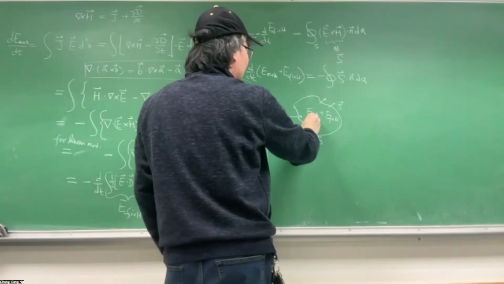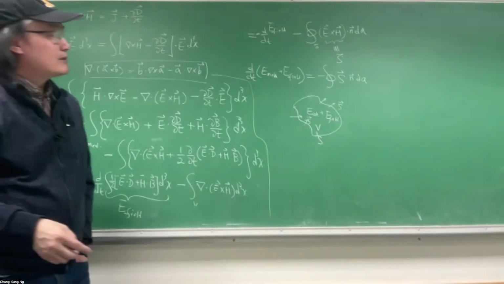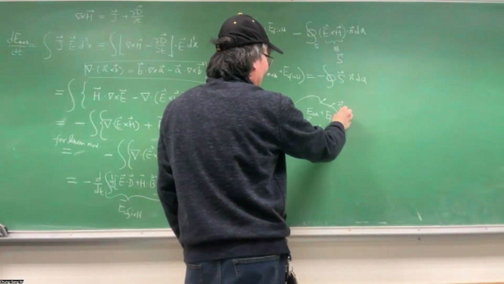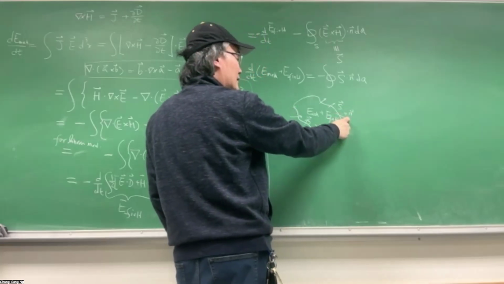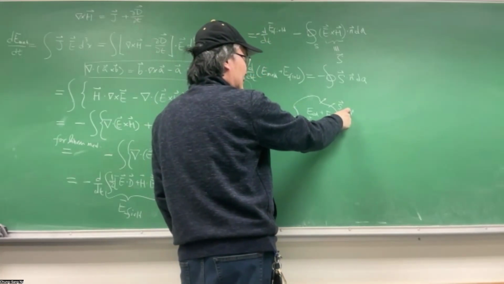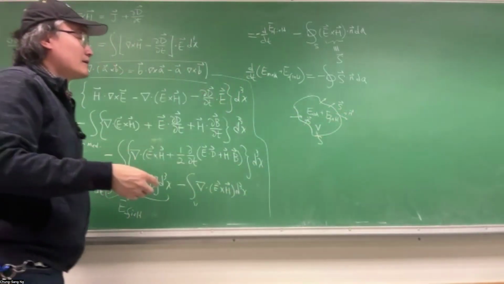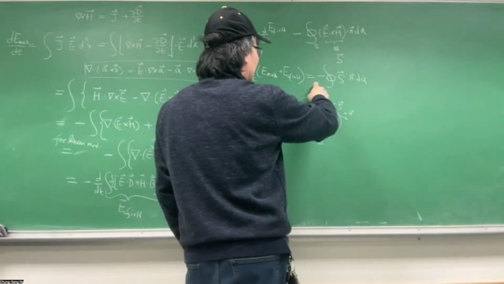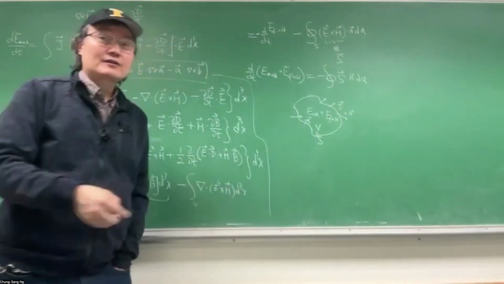For some part of the surface, it might be going out. The other part will be going in. Going in or going out depends on whether the dot product with the normal is positive or negative. If S dot N is positive, then it's going out. If S dot N is negative, it's going in, right? So in this equation, you interpret S as the energy flux.